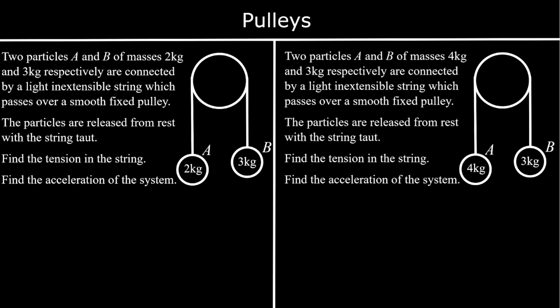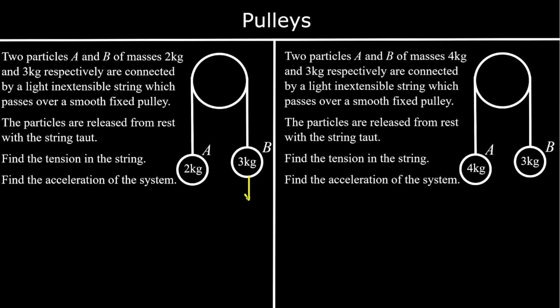And it's going over a smooth, fixed pulley. What smooth means is the tension on both sides is the same. So there's no frictional force, there's no resistance in the pulley. The tension on one side of the string and the other side of the string is exactly the same. So the particles are released from rest with the string taut, and we need to work out the tension and the acceleration. So firstly, I'm going to draw on the forces.